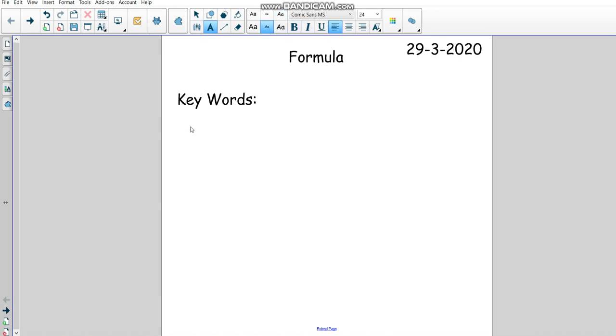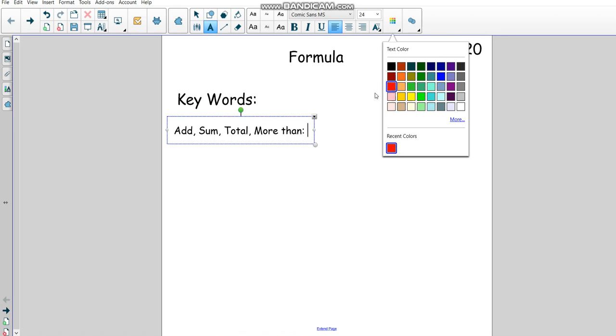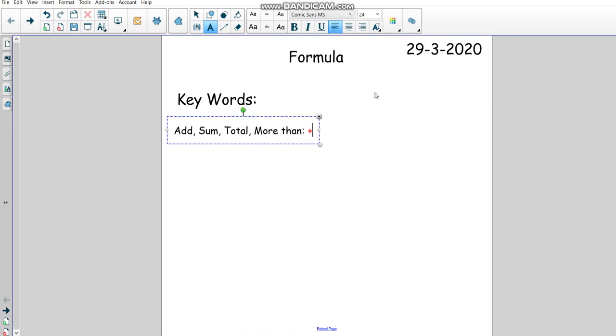When you find in your formula or sentence the word add, sum, total, or more than, all these words will let me use my sign, which is plus. The addition sign is going to be used whenever I have one of these four words.